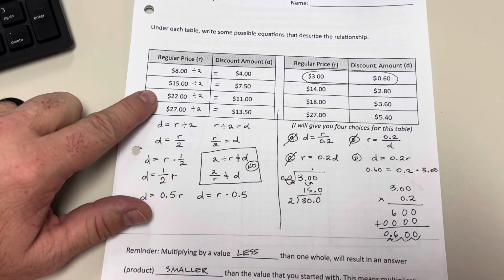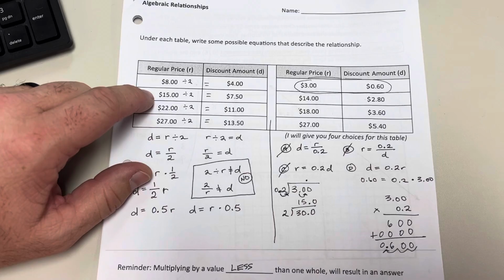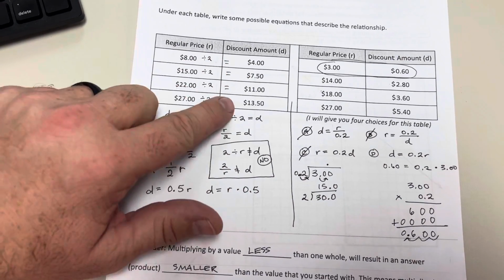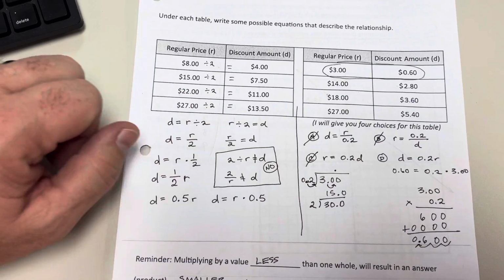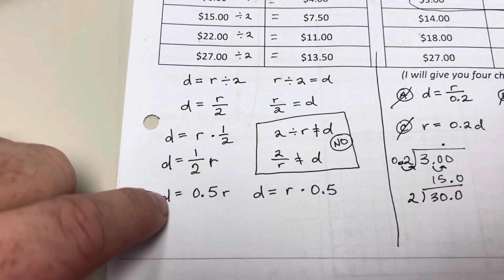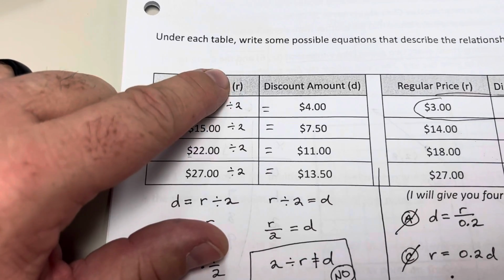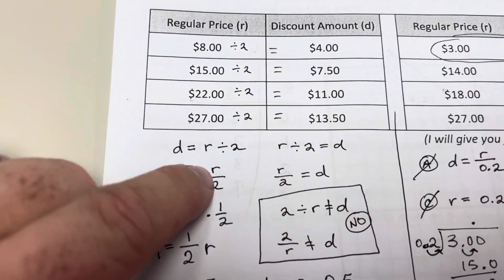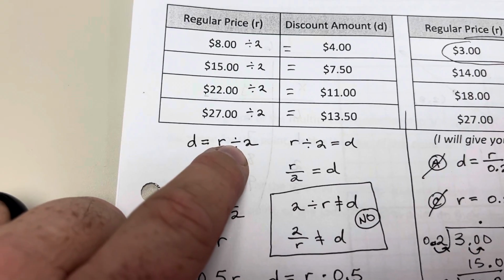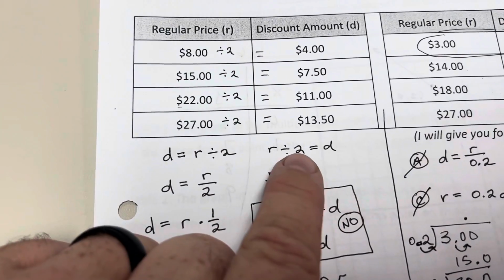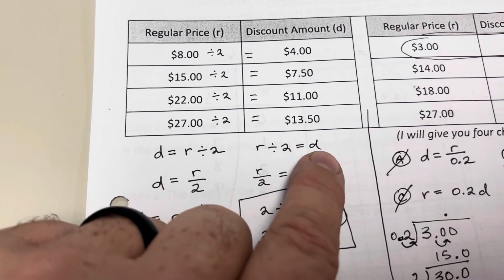Some tables like this one, it's very easy to see the relationship because you have numbers like 8 and 4 where you can see that's half, and 22 and 11. So we know we're dividing by 2. But the issue is that there are several different ways you can show taking our r values, which is what's on this side, and dividing by 2. You can literally do that by saying r divided by 2 will give you an answer of a d value. And you can have the answer on the left or you can have the answer on the right.